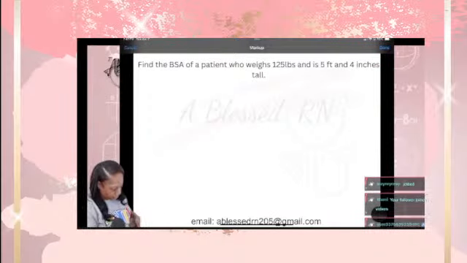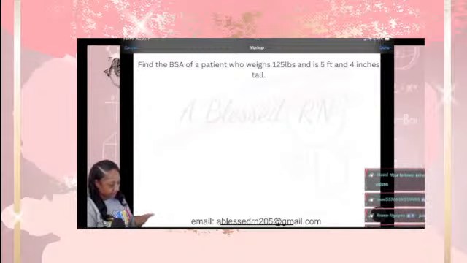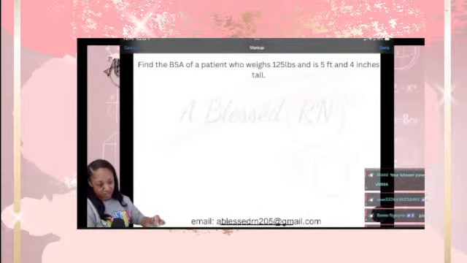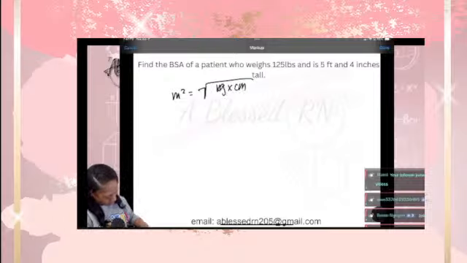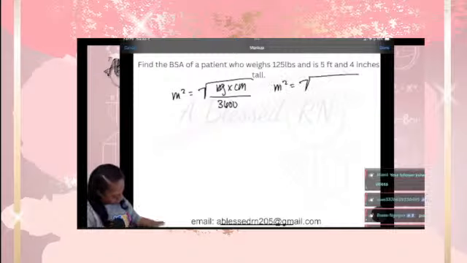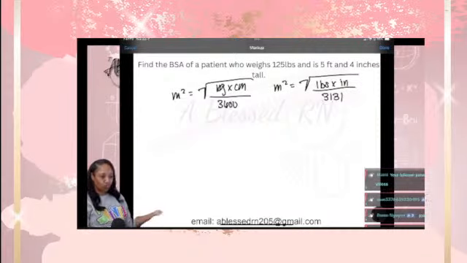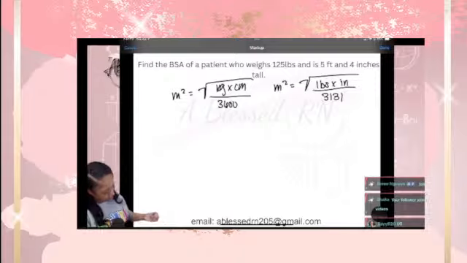So here's another one. Find the BSA of a patient who weighs 125 pounds and is 5 feet and 4 inches. Do y'all want to do this one in metric or do you want to do this one in US system of measure? I'm going to write out the formulas while y'all tell me. Metric or US? All right, US.